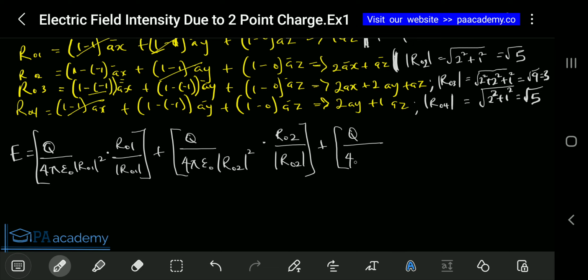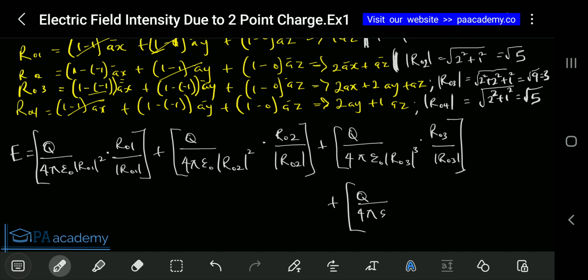Q over, so just follow along. I want to explain something here. You would notice that there is a pattern in what we are writing. So for R03 squared multiplied by R03 over its magnitude, and then, since this space will not be enough, let me write it here, plus Q over 4 pi E naught, R04 squared multiplied by R04 over its magnitude R04.